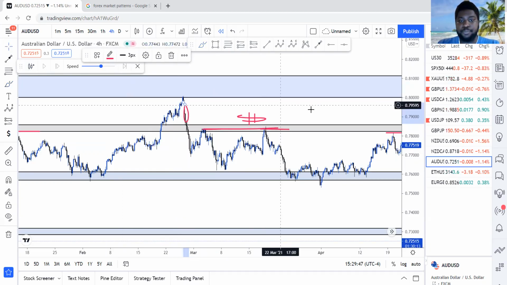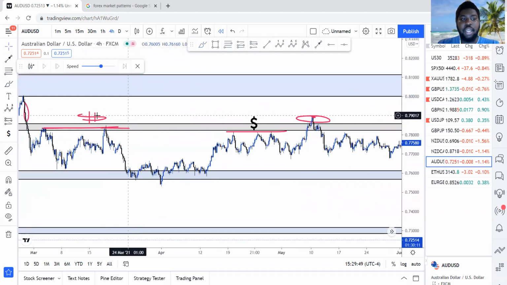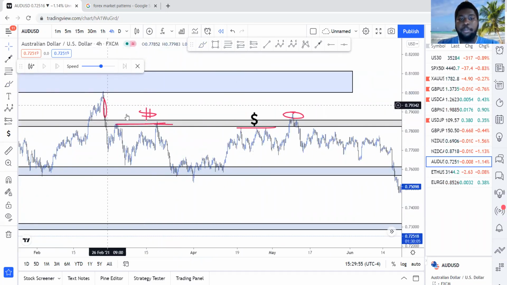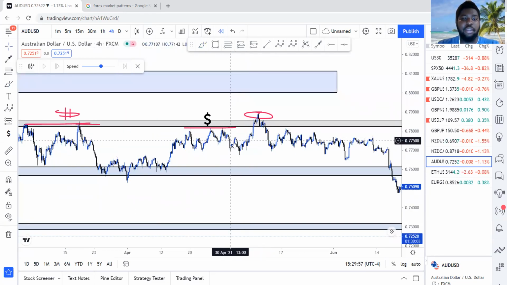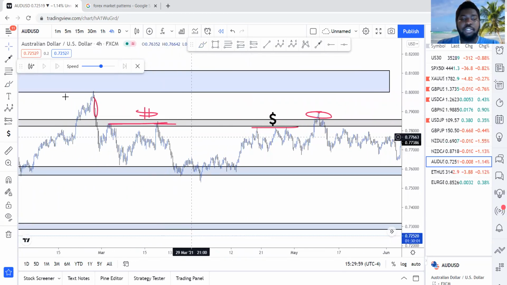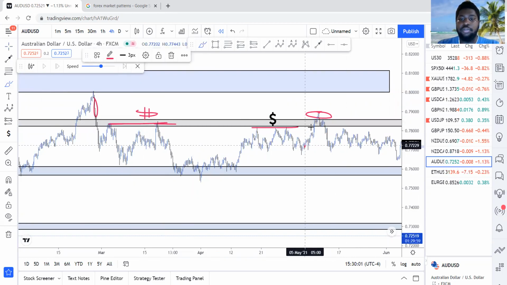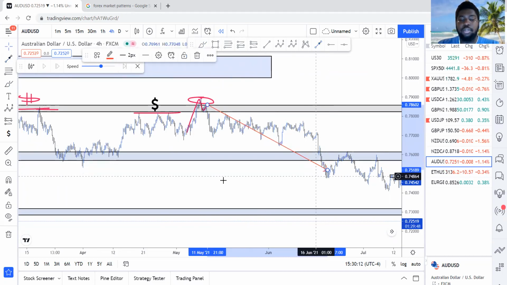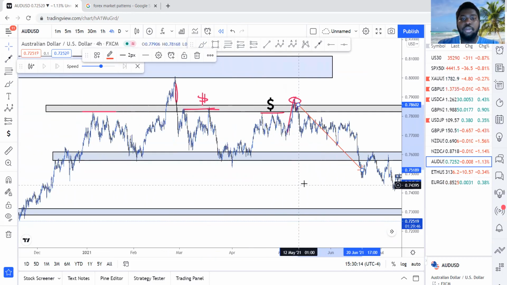So now when you look at this, not only do we have liquidity over here, we also have an imbalance over here. So what the banks did again, they went and took out liquidity, came back into the structure, and retested. And once it retested, they literally took this market, guys, all the way down, closing out that structure.